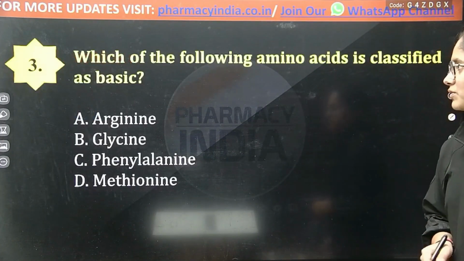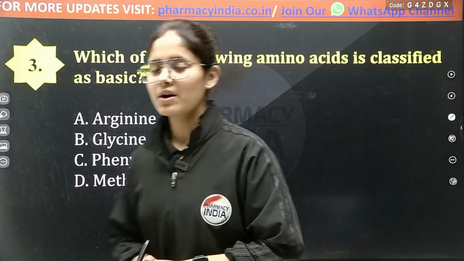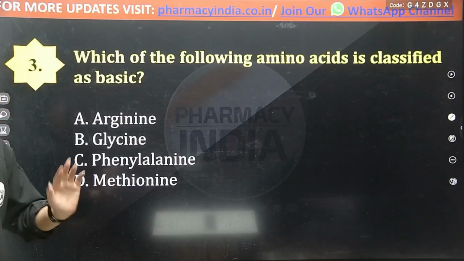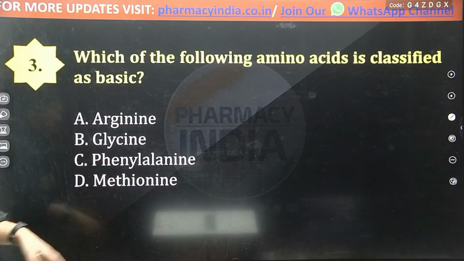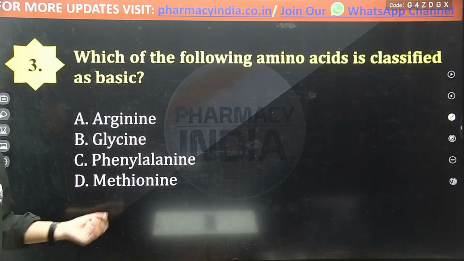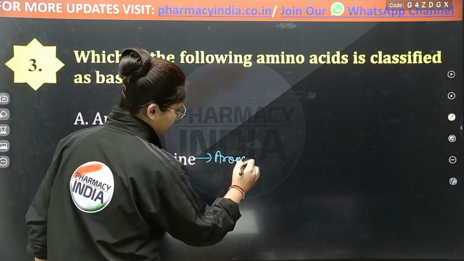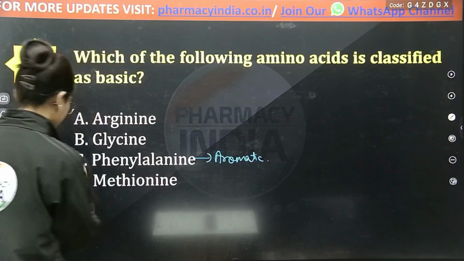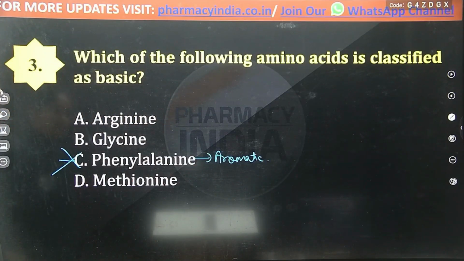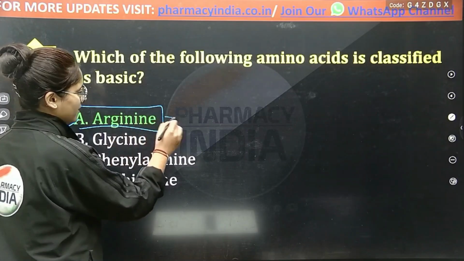Clear? Next question. Which of the following amino acids is classified as basic? From the given options, you have to choose the amino acid which is basic in nature. Your options are arginine, glycine, phenylalanine or methionine. Phenylalanine is an aromatic amino acid, so it will be eliminated. So the correct option is arginine, which is a basic amino acid.